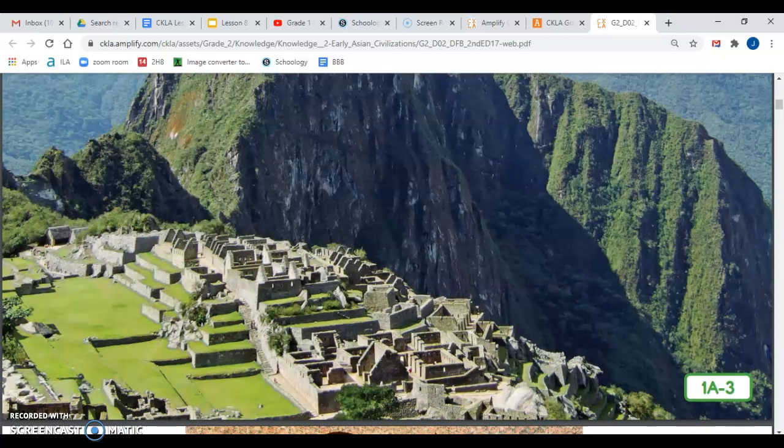All civilizations have large cities. This is a city with a form of governance. The Incan civilization and early American civilization.